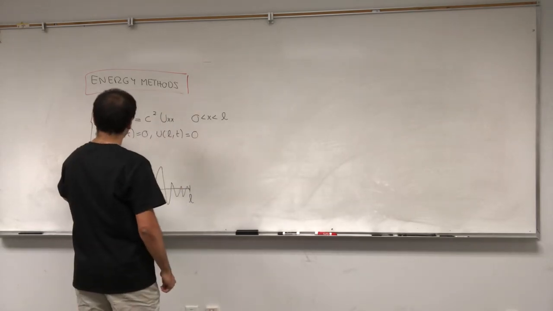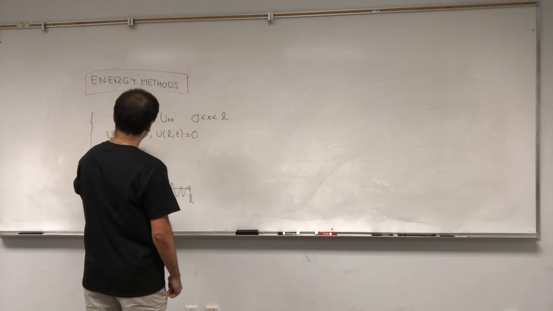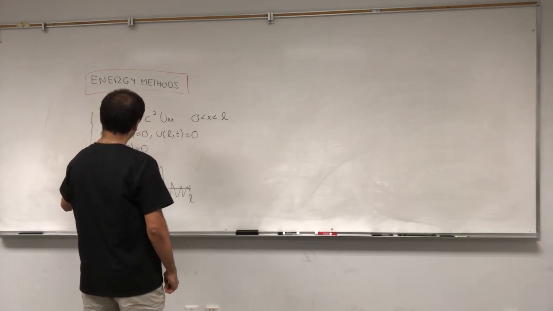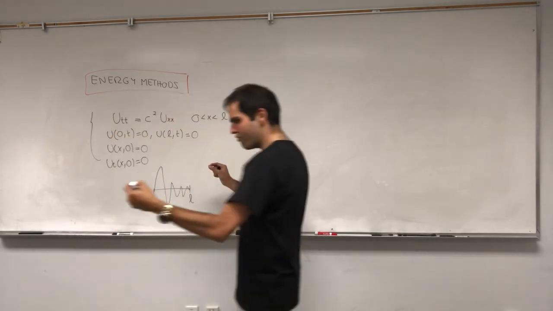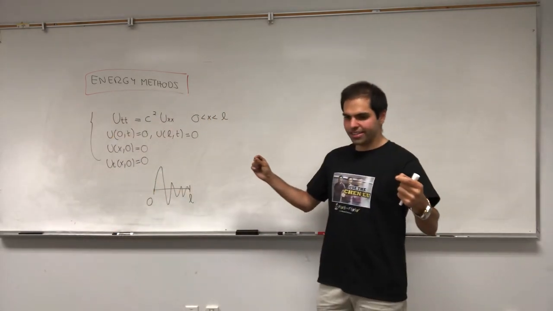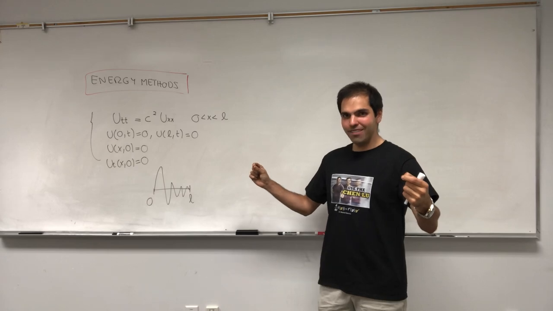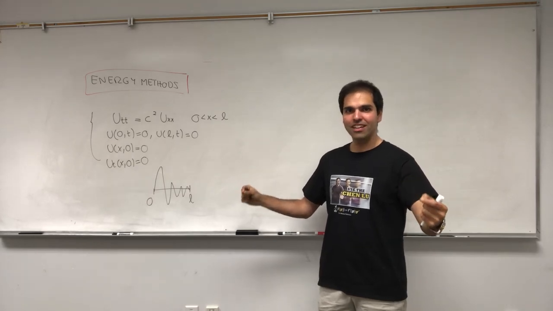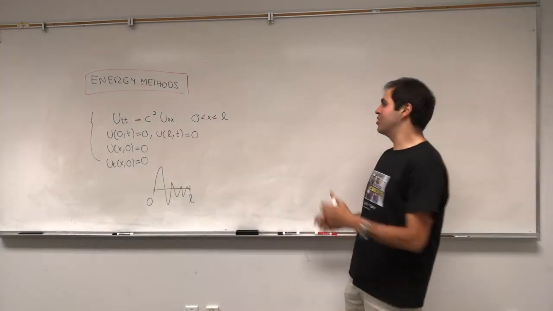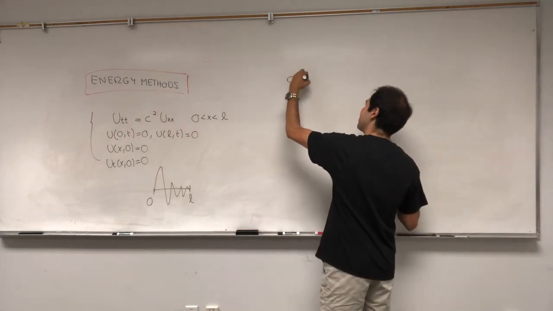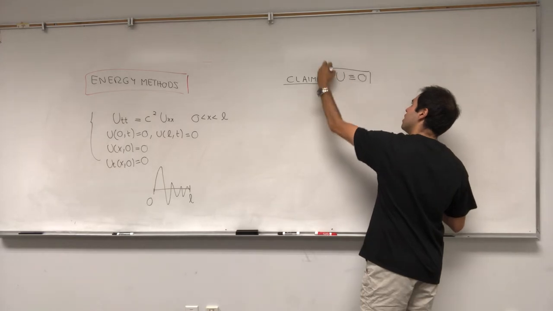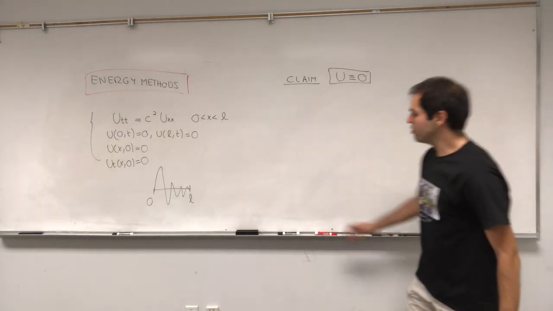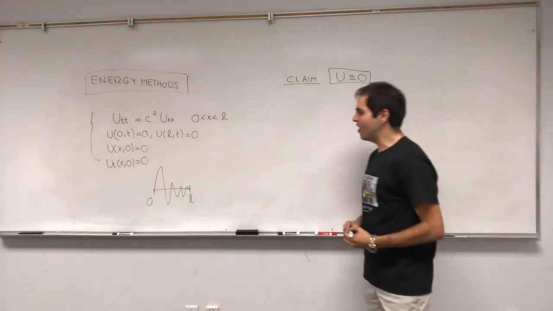And initially the wave is zero, and initially the speed is zero. So again, we're fixing the wave at zero. It starts with nothing, and we're literally doing nothing to the wave. Well, it turns out the only solution of this is the zero function. In other words, u(x,t) is zero for all x and t.